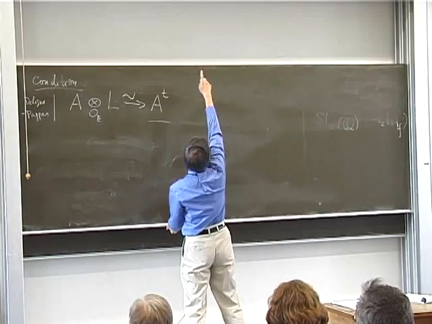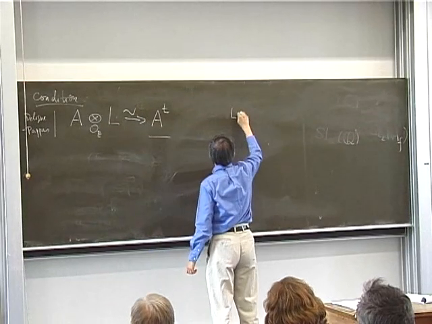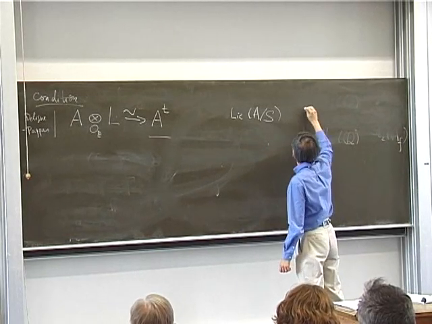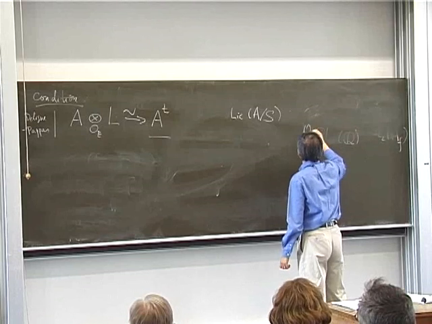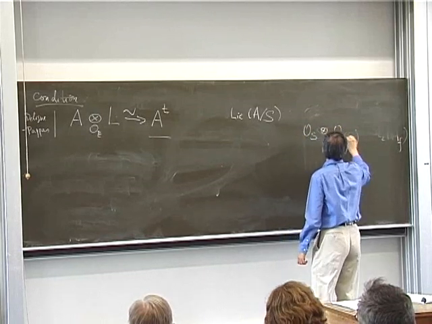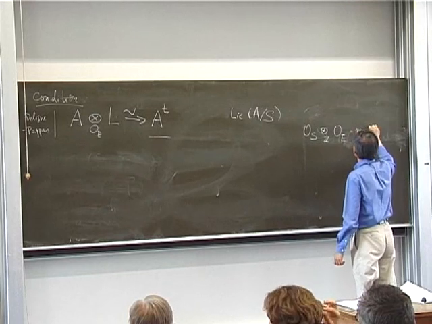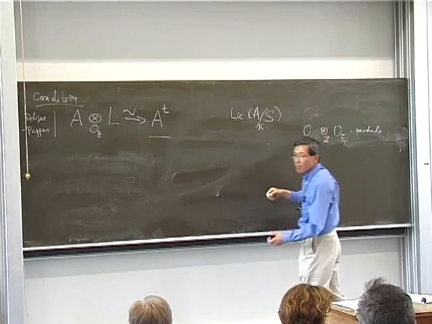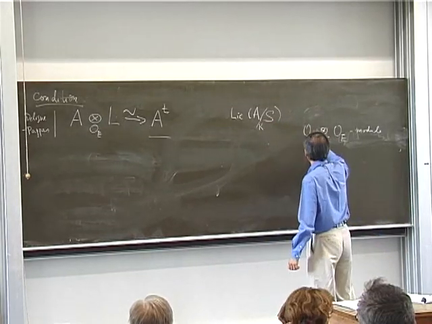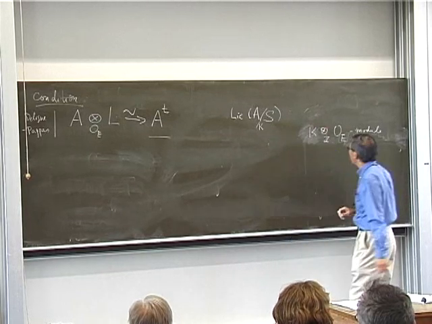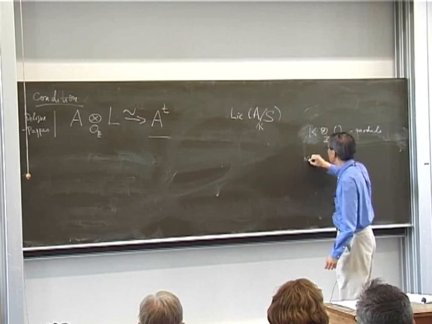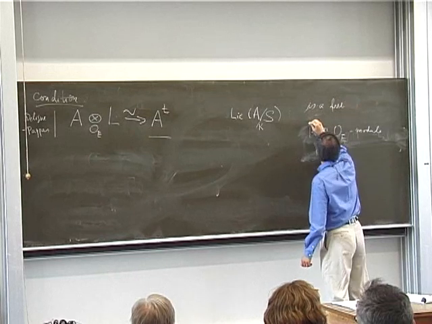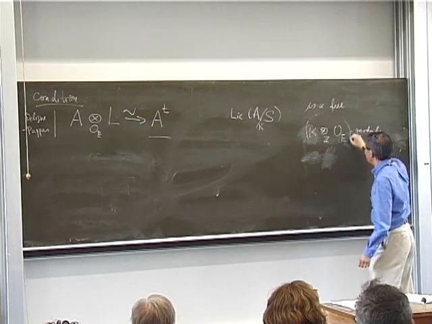So Rapoport's condition is, instead of this condition, he requires that the Lie algebra of A over S, which is obviously an OS tensor OE module. Okay. And now, if I take, let's say over a point, even over a perfect field or algebraically closed field, that doesn't matter, then I have K over that. It requires that this is a free K tensor OE module of rank 1.